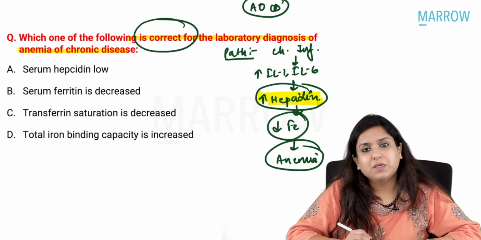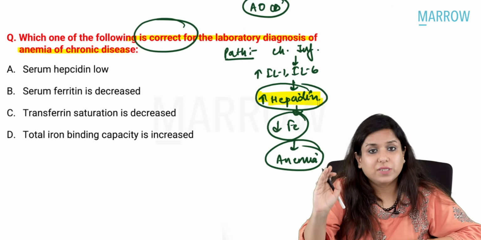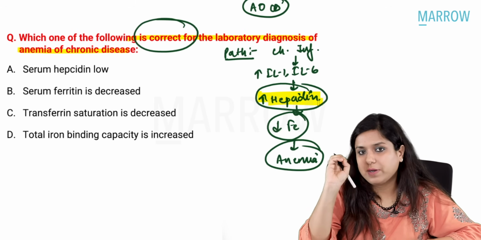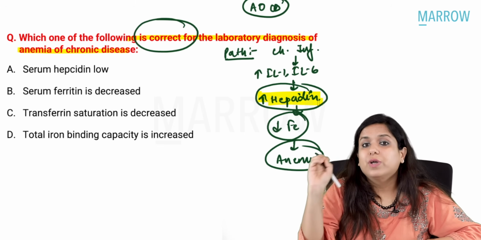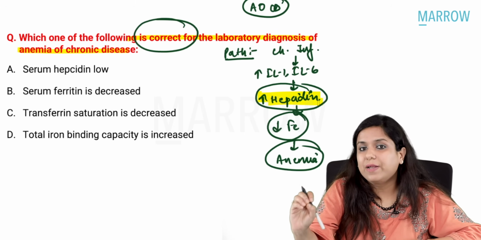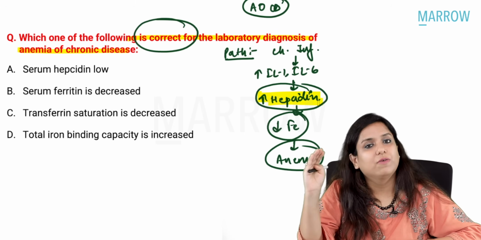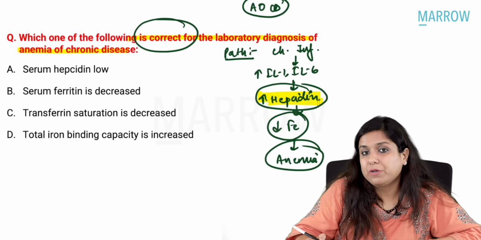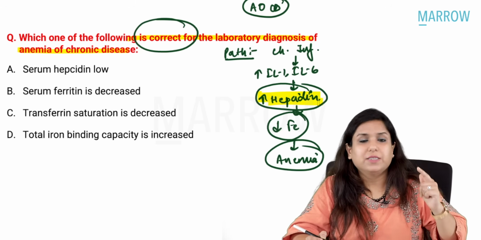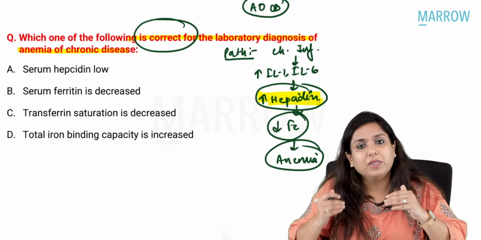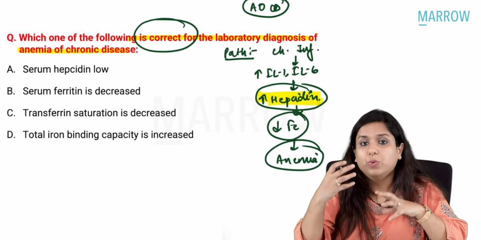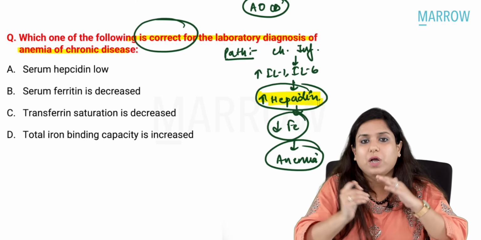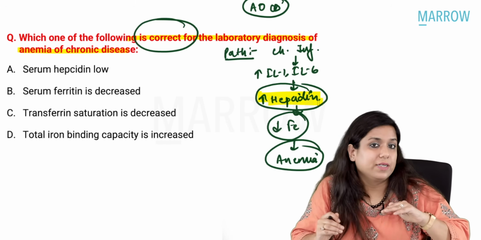Why is it called hepcidin? Hep means hepatocyte. It is produced by the liver, right? Also, you all know it is an acute phase reactant. So, whenever there is inflammation or infection, the level of hepcidin might increase. It is also the master regulator of iron metabolism. So, my body has a very good mechanism. Whenever the iron level is low, the hepcidin level will also go down so that the iron level increases, right?